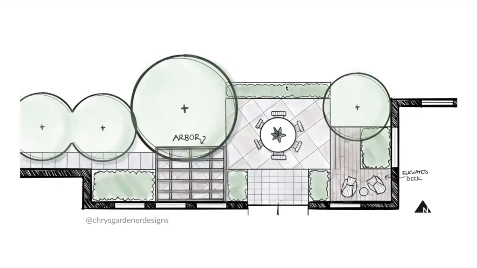So once you know what the shape of the room is and what the beds look like, it's easier to go to a nursery or a local garden center and buy those plants because you can visualize the space now. So it just saves you a lot of time and hopefully a lot of frustration.